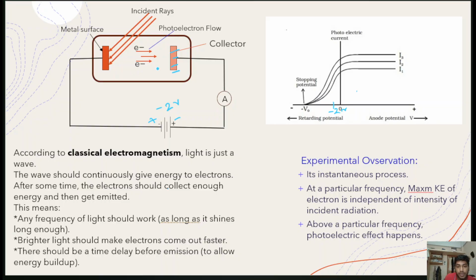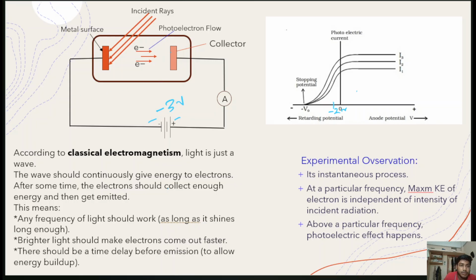Only electrons which have maximum kinetic energy, like the most energetic electrons, can reach the collector. Now if we increase the negative voltage, let's say to minus 3 volt, then some electrons will not reach the collector.